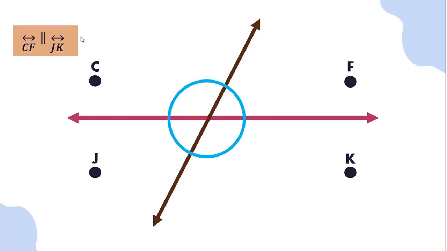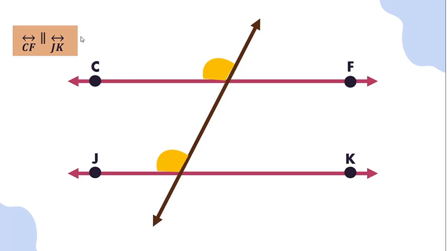So if our obtuse angle on line CF were 122 degrees, then our obtuse angle on line GK would also be 122 degrees, again because corresponding angles are congruent. Now here comes the cool part. If you know one of the angles, you can find all of the remaining unknown angles.